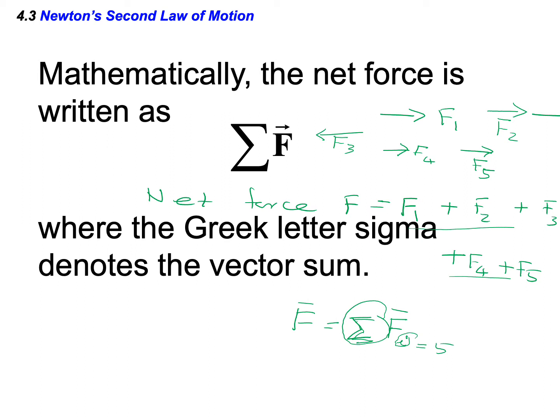So instead of writing down all the forces, we can write a notation, sigma F. Sigma represents summation, the sum of all forces. Okay, we're going to move on to Newton's second law. In the first law, we described that due to an external force or net force, we can change the state.